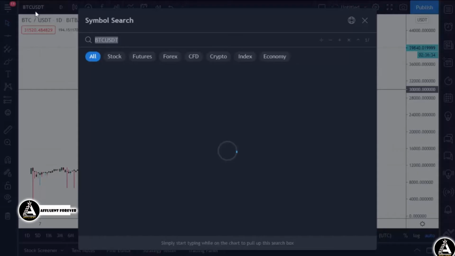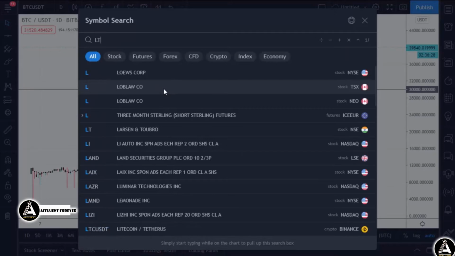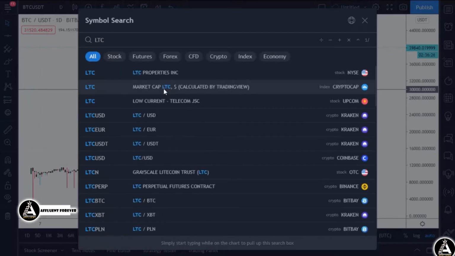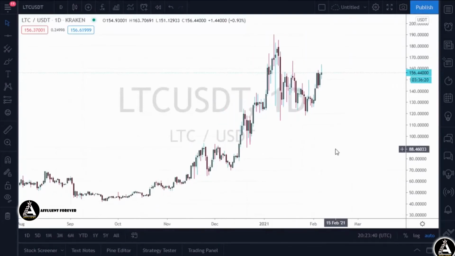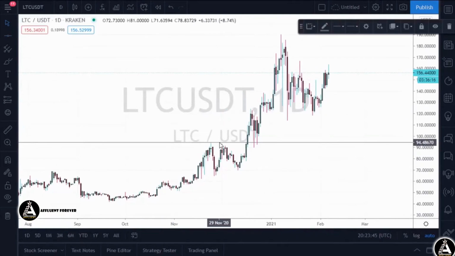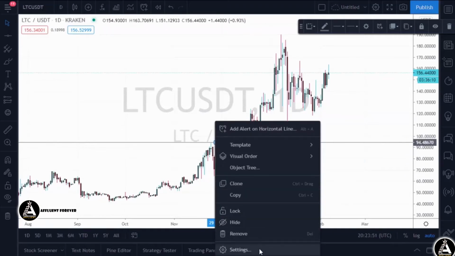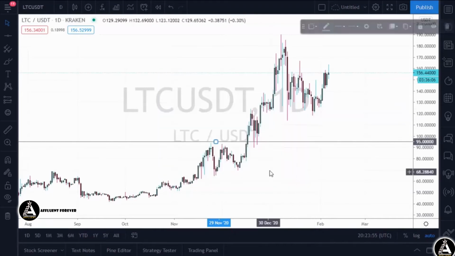So let's go ahead and change over to something else. Let's make it Litecoin Tether. And you can see it's a little bit more of an active chart. And this sets up right here. This is resistance. You can see that we tried to get above it. But I want you to notice something. And I'll go ahead and set the coordinates to 95. Gives you a nice baseline.